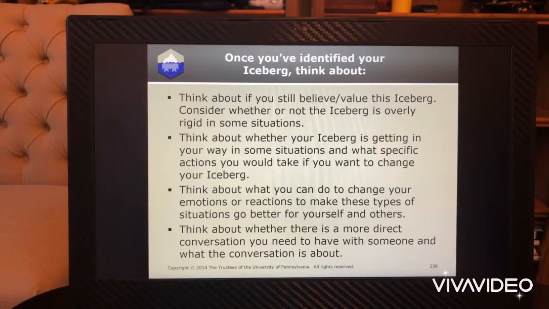So that's why you want to really take a look at that iceberg and decide whether or not you value that iceberg, what that value means to you, and whether or not you want to keep it or figure out ways to address the fact that you may have an emotion or reaction that is out of context in the activating event.